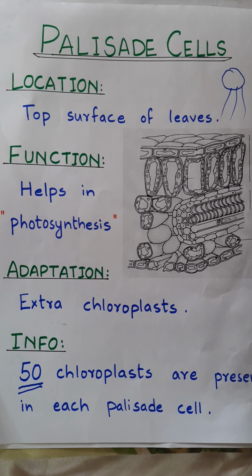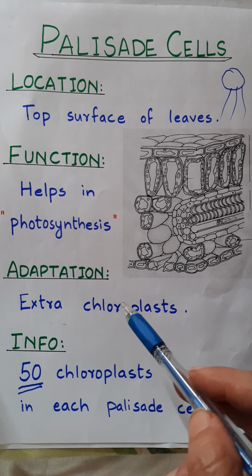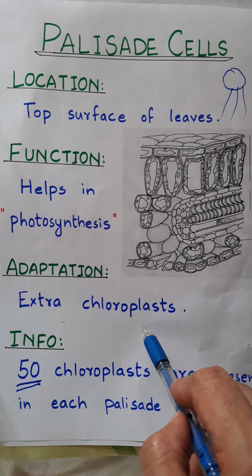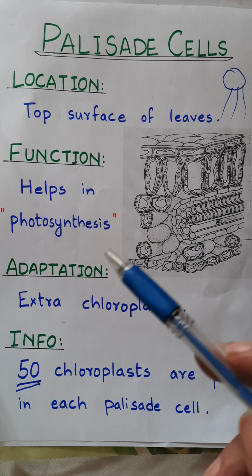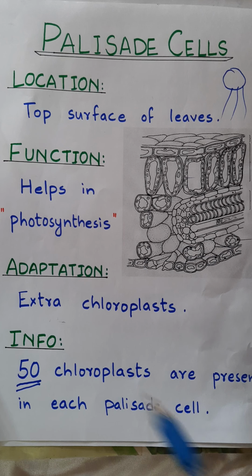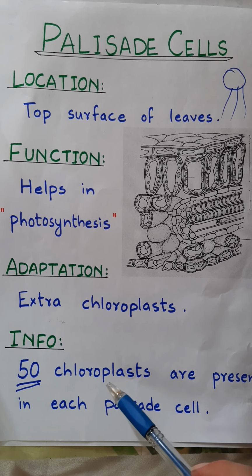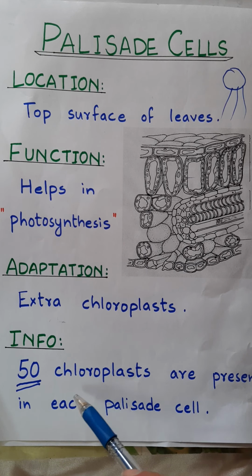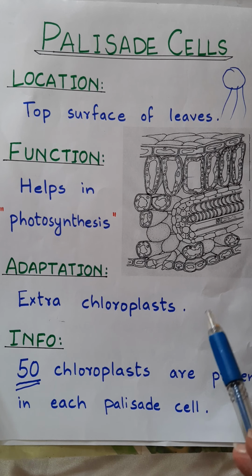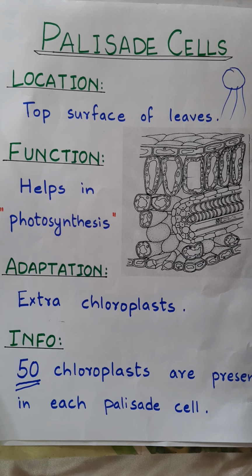Why do they do so? Because they have extra chloroplasts in them. Chloroplasts have a green pigment called chlorophyll, and chlorophyll in turn helps in the trapping of sunlight energy. So that is why they are specialists. Do you know how many chloroplasts will be present in the Palisade cells? 50 chloroplasts. Amazing. 50 chloroplasts are present in each Palisade cell. So that is why the Palisade cell is a specialist cell.